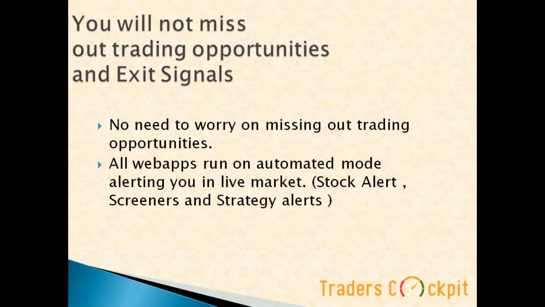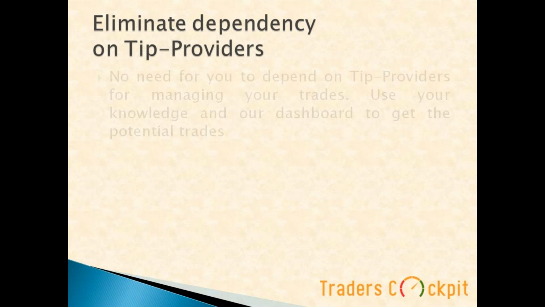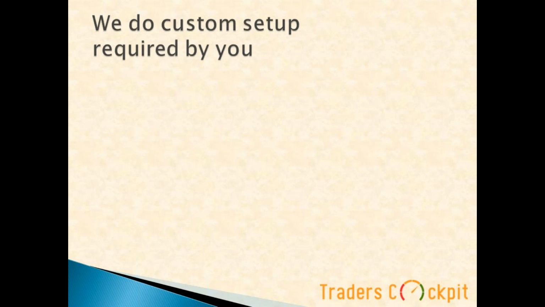Okay. So you eliminate dependency on somebody else because you can do it yourself. That was one of the requirements. The moment you depend on somebody else, you have given up control of your trade. Then you don't know what is going wrong and right in that.